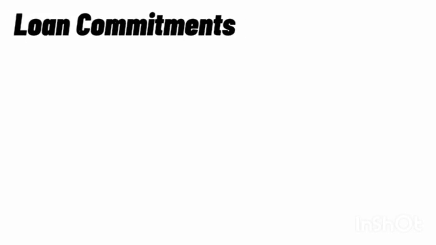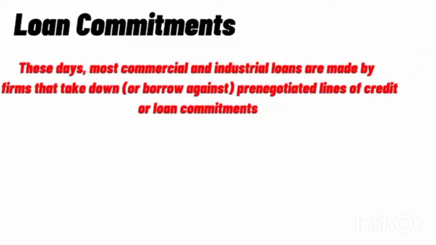So under the OBS, we have the loan commitments. These days, most commercial and industrial loans are made by firms that take down prenegotiated lines of credit or loan commitments rather than borrow cash immediately in the form of spot loans. A loan commitment agreement is a contractual commitment by a bank or another financial institution, such as an insurance company, to loan to a customer a certain maximum amount.